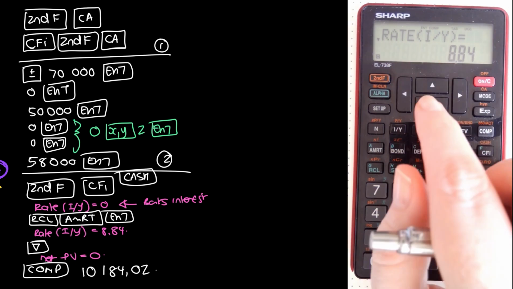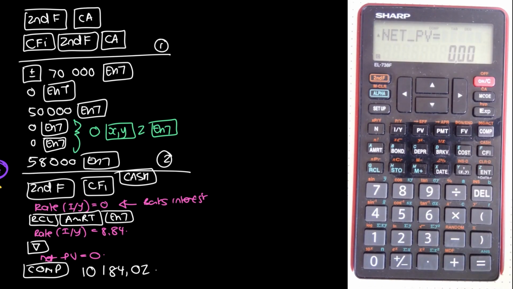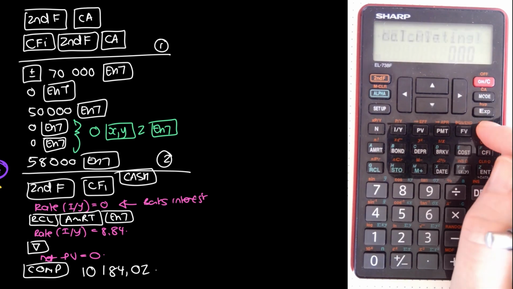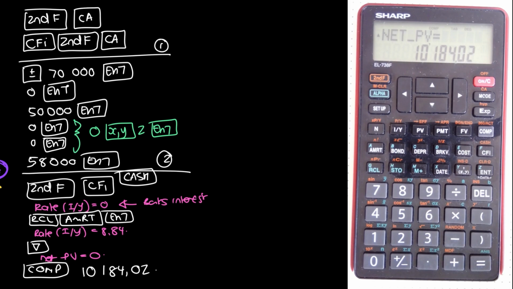Now we can push down on our menu and we can now compute the PV, the net PV, the NPV. So we'll just say compute. And now we get the net PV as 10184.02. And it is greater than 0, so we accept our investment.